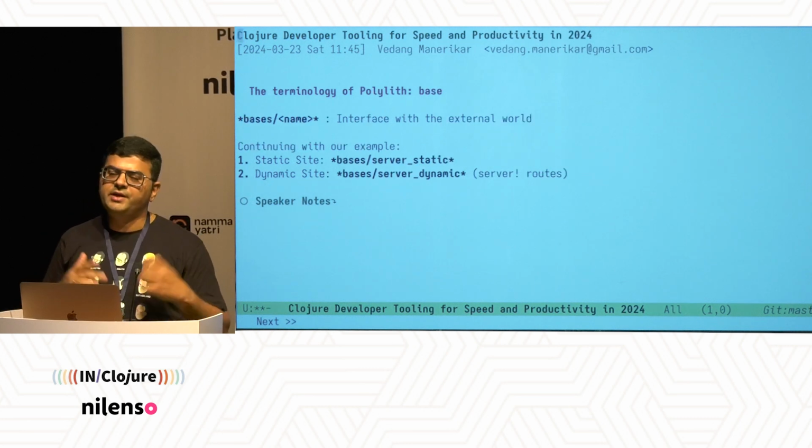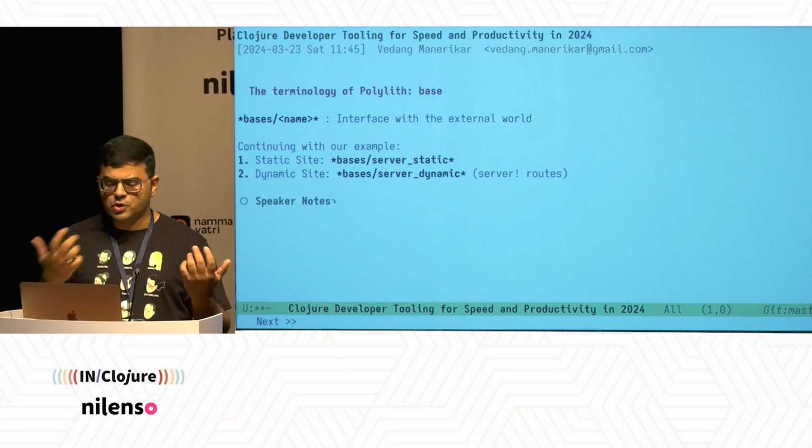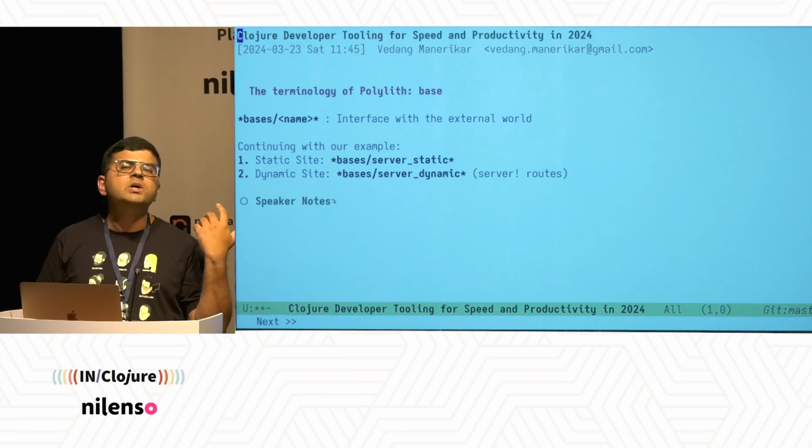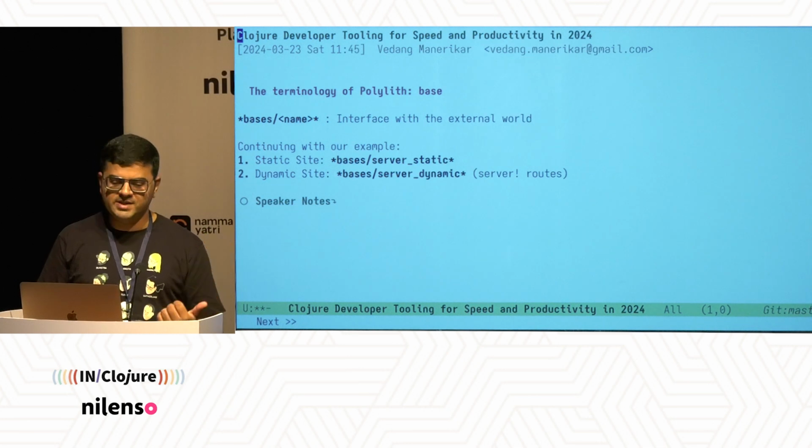Bases. Bases is the interface with the external world. So if you're going to write a CLI, if you're going to write a Lambda function, if you're going to write routes for your server, all of those things go in your bases.